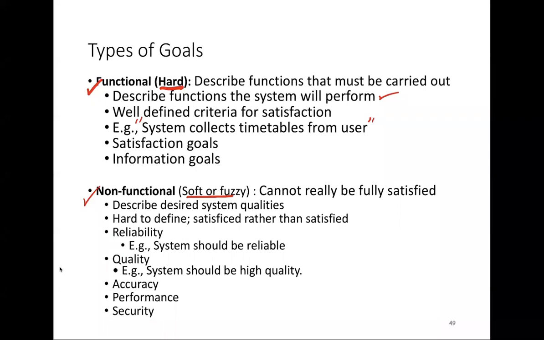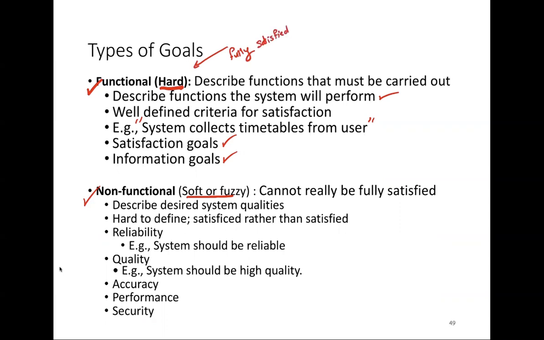Sometimes we call the hard goals satisfaction goals or even information goals. On the other hand, the non-functional goals are those goals that cannot really be fully satisfied. So hard goals must be fully satisfied. That's why we call them satisfaction goals.